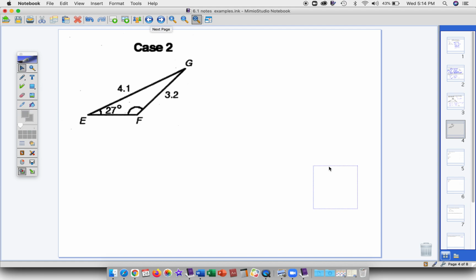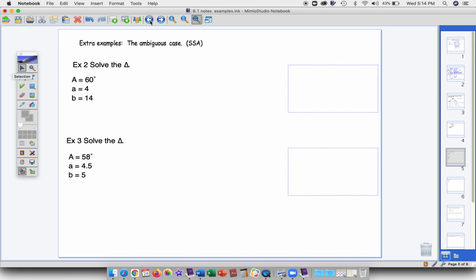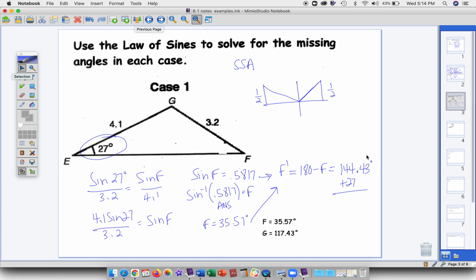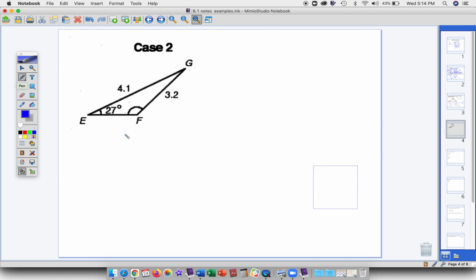And if you continue solving, actually pause the video, go ahead and use this angle F, or what I called F prime, 144.43 degrees, and solve for the rest of this triangle. Get the new angle G, which is obviously going to be acute, and then find side G. When you're done, come back and we'll compare answers.